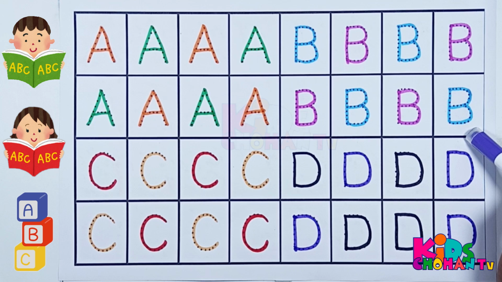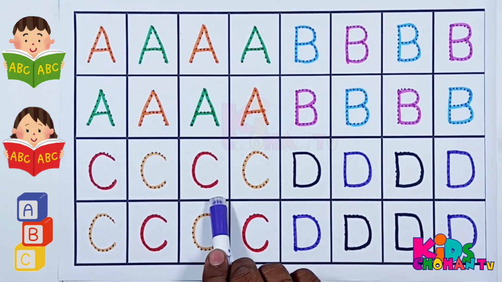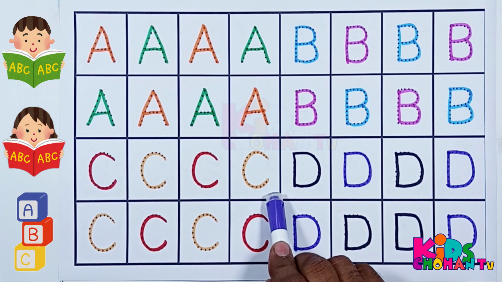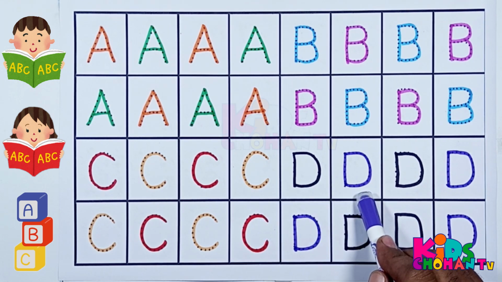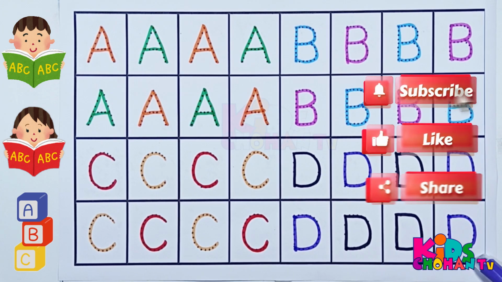B. B for balloon. C. C for cycle. C. C for cat. D. D for dog. D. D for duck. C. C for car. C. C for cream. D. D for dinosaur. D. D for drum.